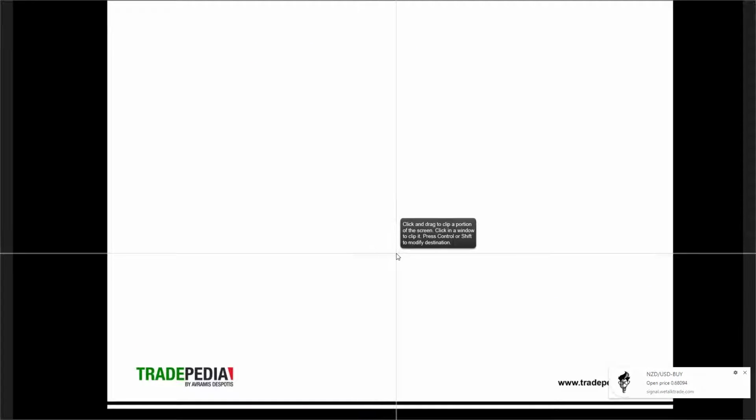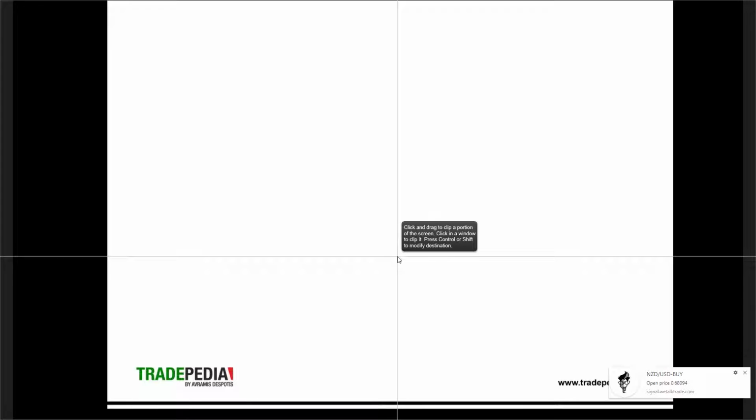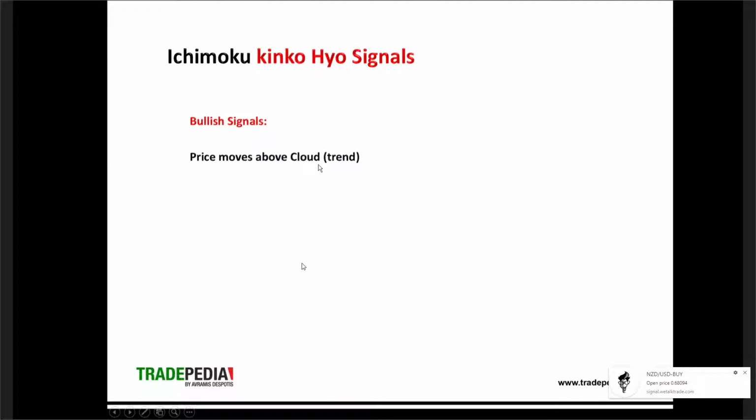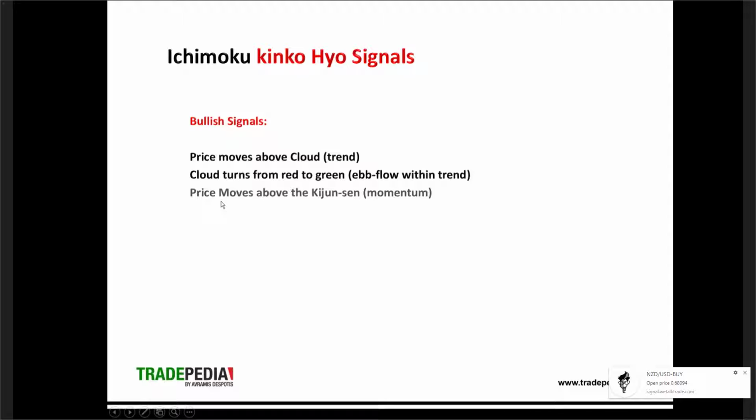So let's go through a summary of all the signals, and we'll put them all together. What are the bullish signals? Price moves above the cloud, implying uptrend. Cloud turns from bearish color to bullish color, reinforcing that uptrend. Price moves above the Kijun-sen is a buy signal. Price moves above the Tenkan-sen is a buy signal. And Tenkan-sen moves above Kijun-sen is a buy signal. And we also saw that Chikou span is the last confirming signal.